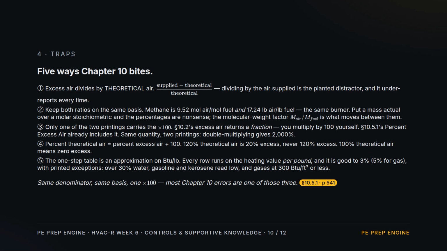4. Percent theoretical air equals percent excess air plus 100. 120% theoretical is 20% excess, never 120. 5. The one-step table is an approximation running on BTU per pound, good to 3%, 5 for gas, with printed exceptions for wet fuels, gasoline, kerosene, and lean gases.